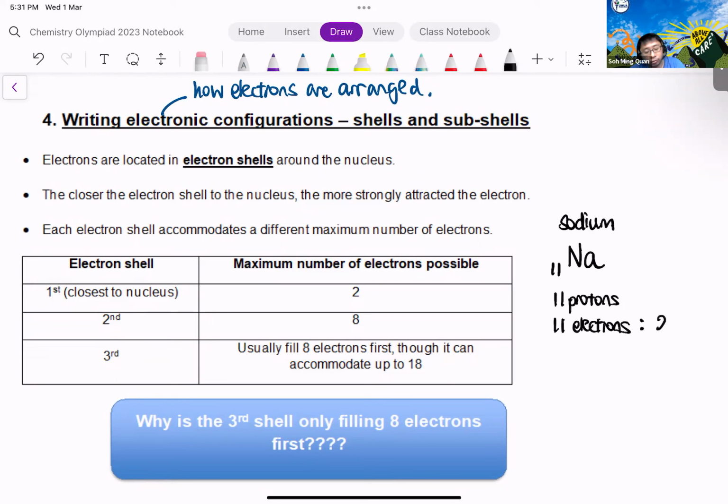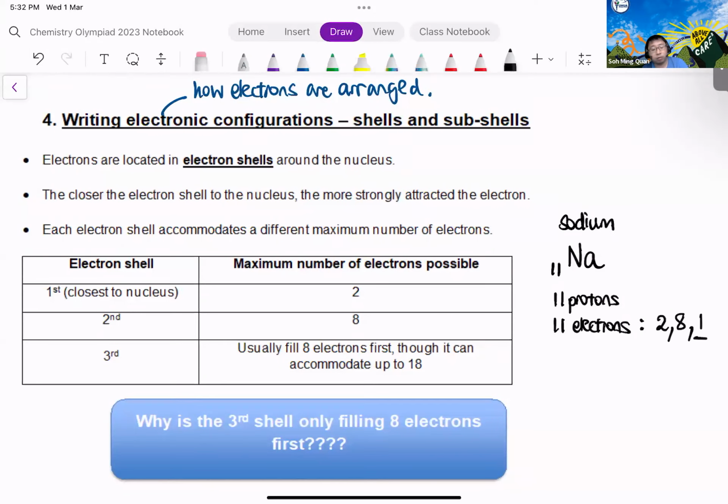First shell, 2. Cannot exceed 2. First shell can only have 2, right? Second shell, 8. So 2, 8. But if you think about it, 2 and 8 together makes 10 electrons, but I have 11. So I need one more in the third shell. So we say that the electronic configuration of sodium atom is 2,8,1. This is how it's written.